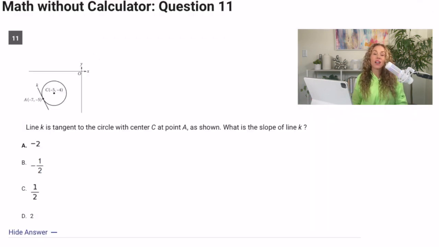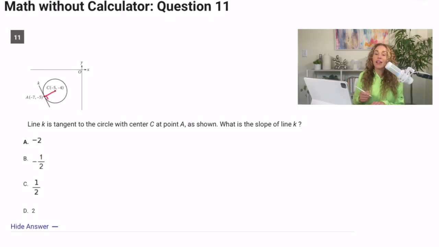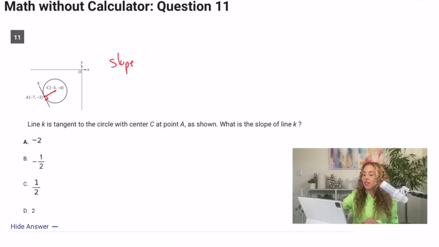All right, question 11. They gave us a line k. This is not the first time they've done this problem, by the way. I've seen this problem before. Different numbers, same scenario. So you'll notice that the radius of the circle is actually perpendicular to line k. If we need the slope of line k, we can actually get the slope of line AC. And since it's perpendicular, then we'll take the negative reciprocal of it.